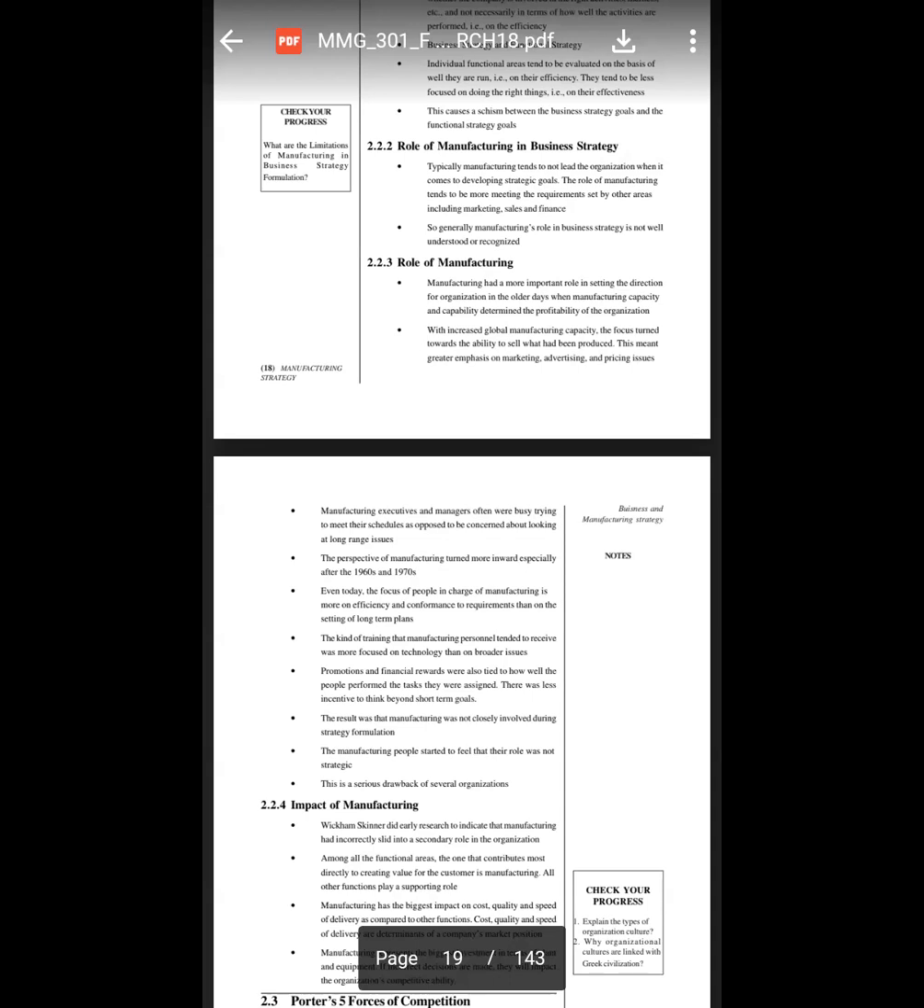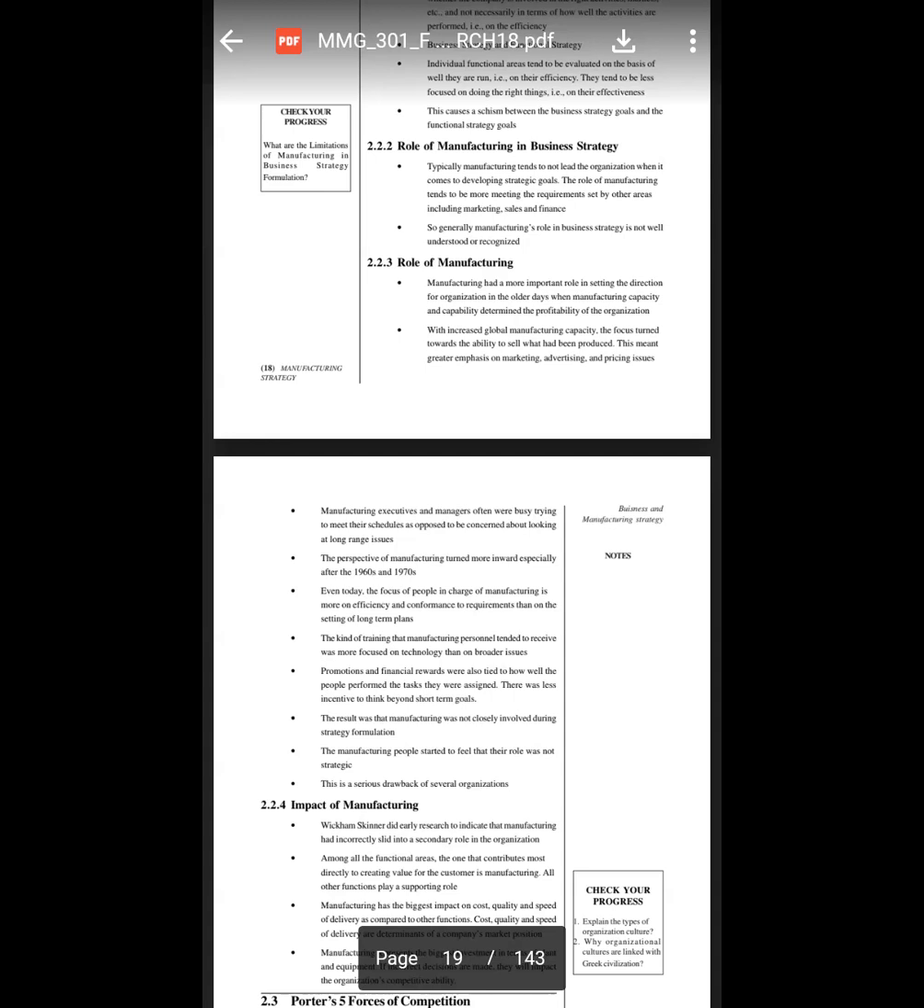Marketing means you need to do a little bit of promotion of your product also, so that the customers, wholesalers, and retailers come to know that this product is available in the market. Then sales and finance, definitely finance is required. If you want to expand your business, finance plays an important role here also.